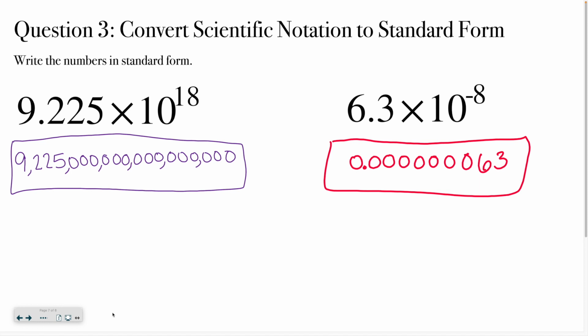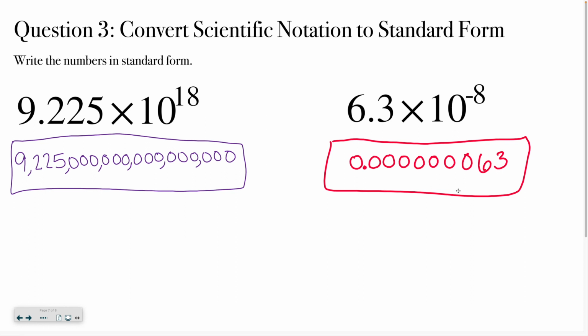All right, for that first problem, hopefully you got 9225, and then you had 15 different zeros following it. Okay, the way I do it though is I count my groups of 3. Right, here's 1, 2, 3, 4, 5 groups of zeros. So that makes it a little bit easier to read my answer.